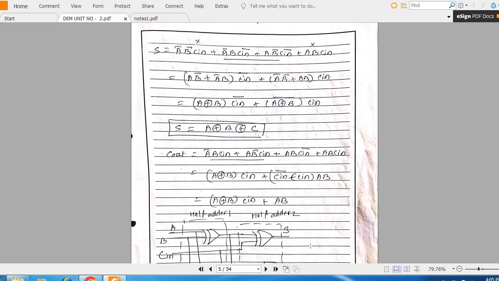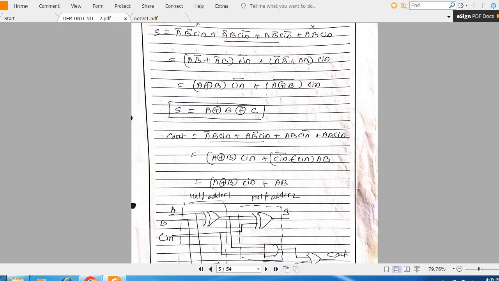Similarly, derive the equation for C out. C out is 1 for the terms A bar B C in plus A B bar C in plus A B C in bar plus A B C in. So after simplifying we will get the equation as (A XOR B) C in plus AB.